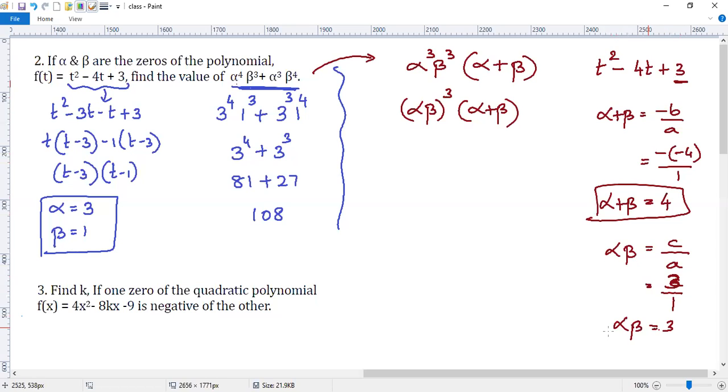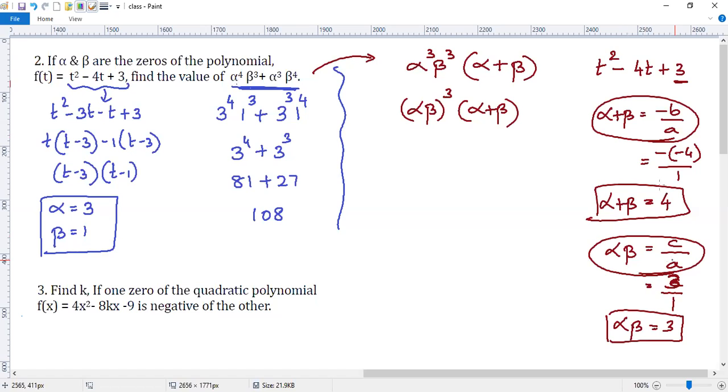It is 3. I have put in so many steps, but you must definitely write the formula in the exam. There will be mark allocation for writing the formula. So please mention that when you are using it. So when we apply the formula, you get alpha plus beta as 4 and alpha beta as 3. So what is alpha beta? 3. So 3 cube into, what is this? Alpha plus beta. What is that? 4. So what is 3 cube?